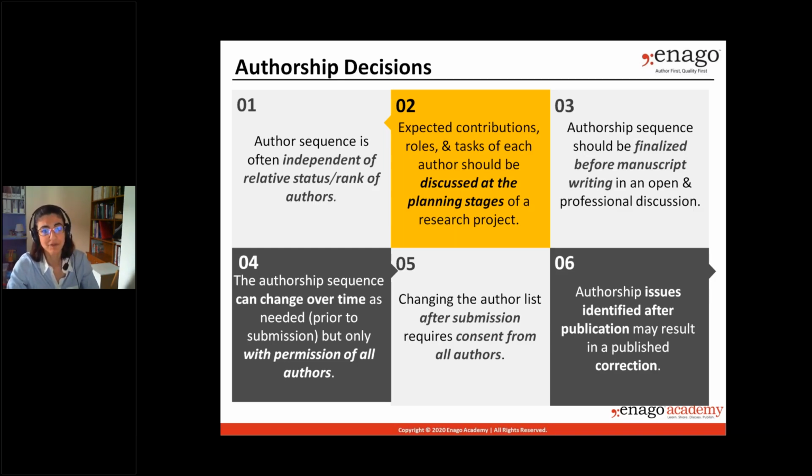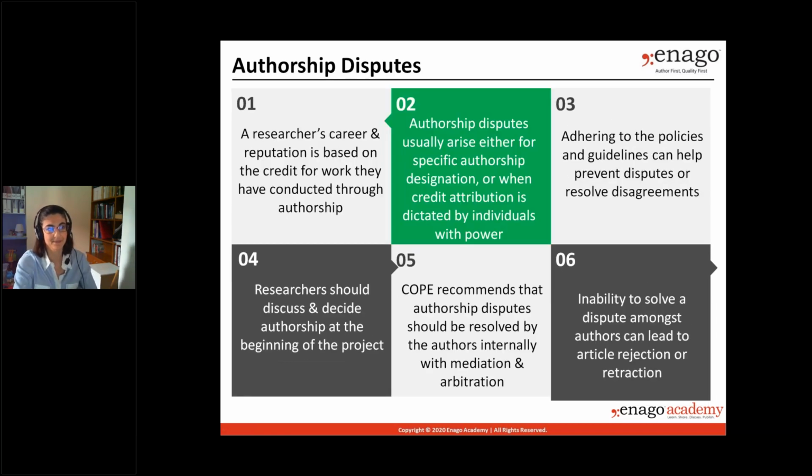Definitely, authorship sequence should be finalized before the manuscript is written and submitted, for all the reasons we saw in the previous slides and many more. The author sequence can change over time as the needs of the project evolve, but again, it should be finalized before writing the manuscript. As we saw, any changes after submission or after publication will require a great deal of paperwork and discussions. But if necessary, corrections can be made, and now you know what the process for that is.